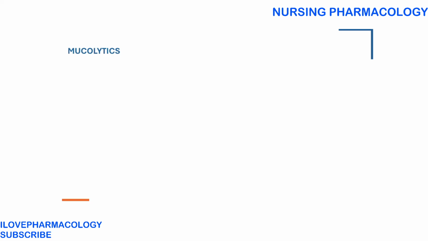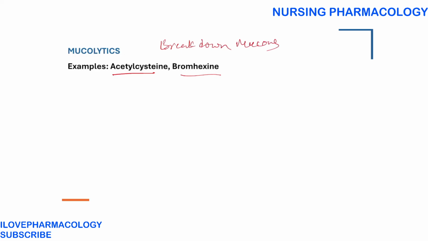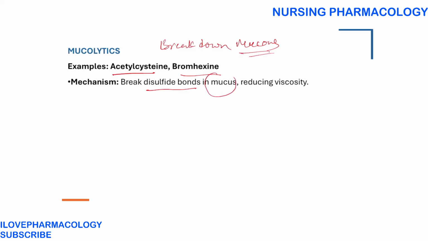So next, coming to the mucolytic agents. The examples are acetylcysteine and bromhexine. Mucolytic means they are going to break down the mucus secretion, so that the mucus can be expelled out easily. There is a break in the disulfide bonds present in the mucus by the mucolytic, thereby it reduces the viscosity of the mucus, and the mucus can be easily expelled out.